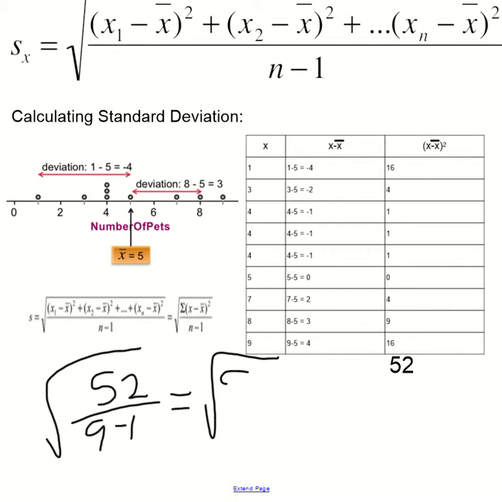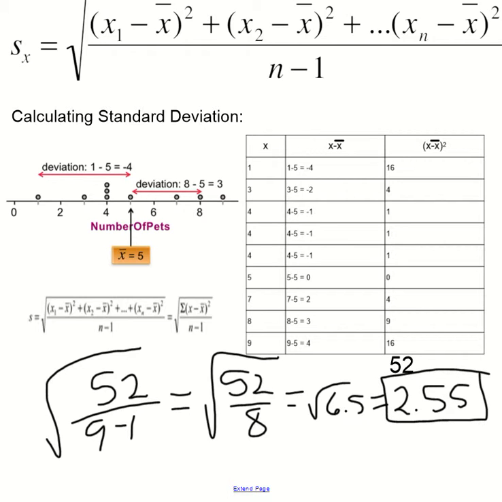So that's the square root of 52 divided by 8. Well, what's 52 divided by 8? That's 6.5, so the square root of 6.5. And that gives us a long decimal number. We're going to round it to 2 places, 2.5. And there you have the standard deviation.